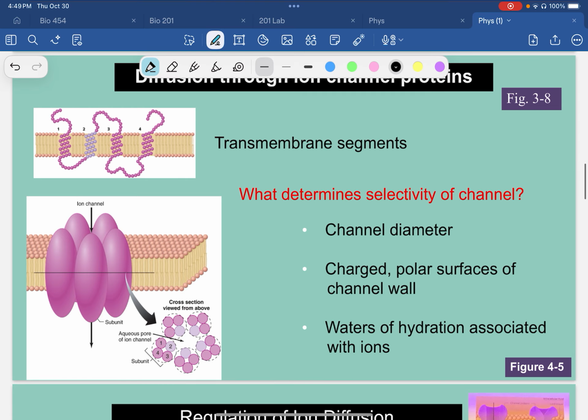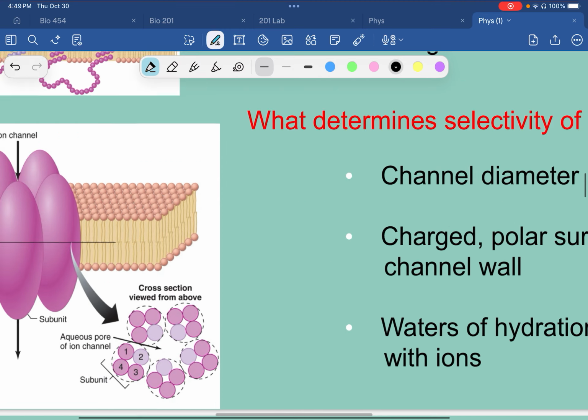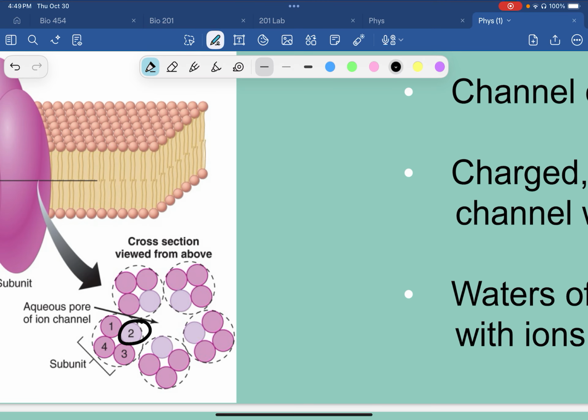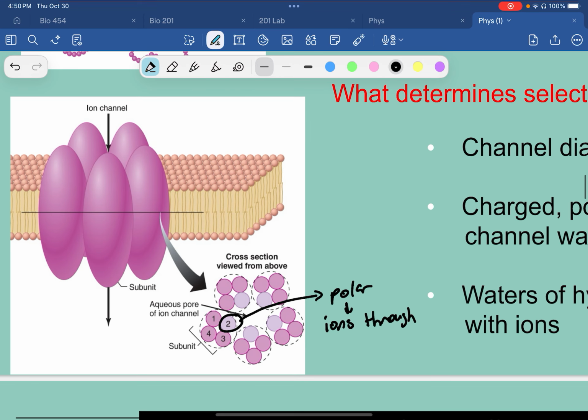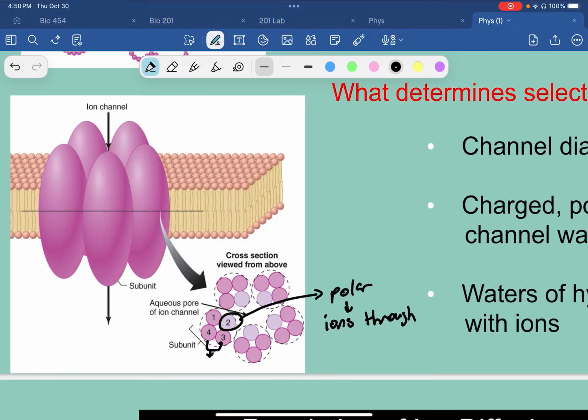But as we go down here, we can see this is what the ion channels look like. If we zoom in here, our number two, these are going to be polar, and that makes sense because we want our ions to get through. But the channel has to interact with our phospholipid bilayer, which is nonpolar. So the outside is nonpolar so that it can interact with the membrane, but the inside is polar so that our molecules can flow through.